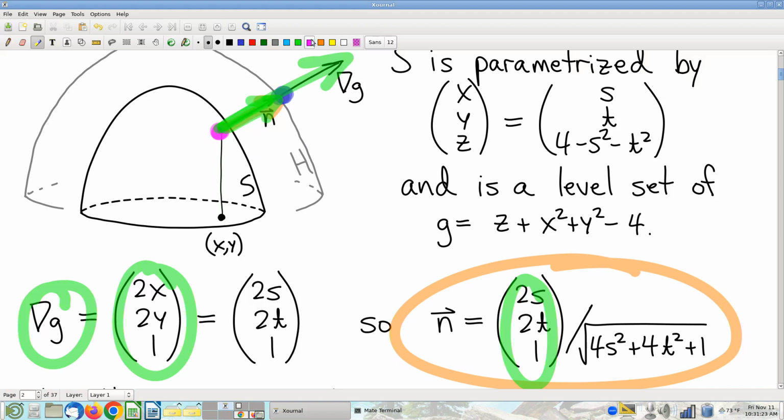So we've got the purple point as a function. Oh, whoops! I did the wrong colors there. Sorry. Let me do that again. I've got the purple point as a function of s and t. I've got the orange vector as a function of s and t.